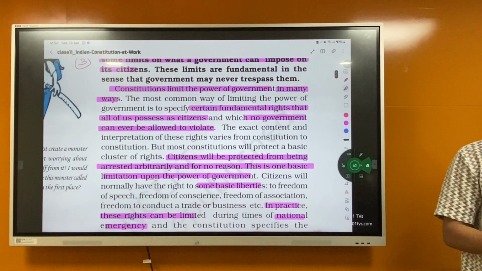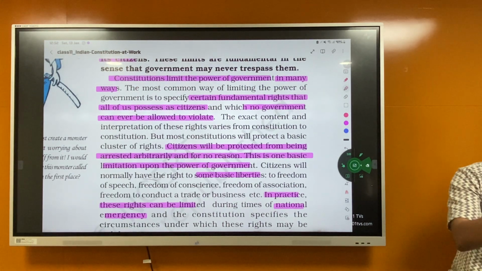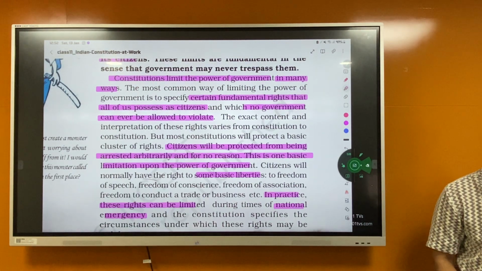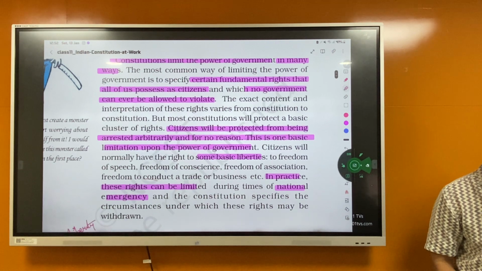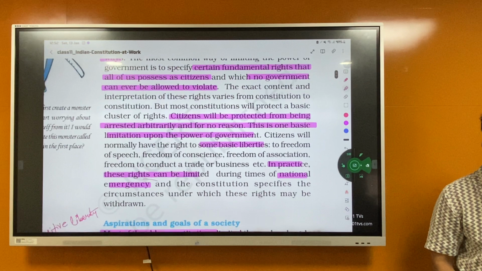Okay? Next. The exact content and interpretation of these rights varies from constitution to constitution, but most constitutions will protect a basic cluster of rights. Citizens will be protected from being arrested arbitrarily and for no reason. This is one basic limitation upon the power of government.